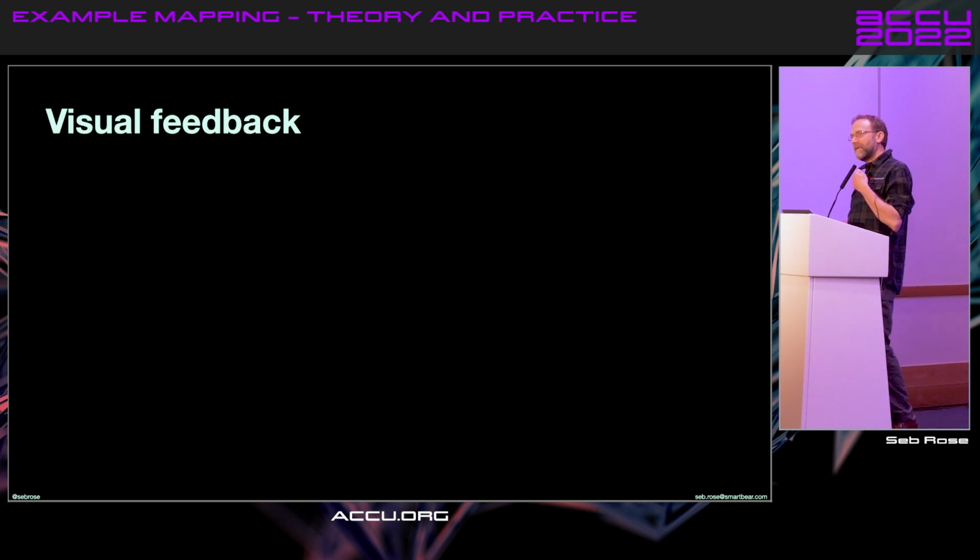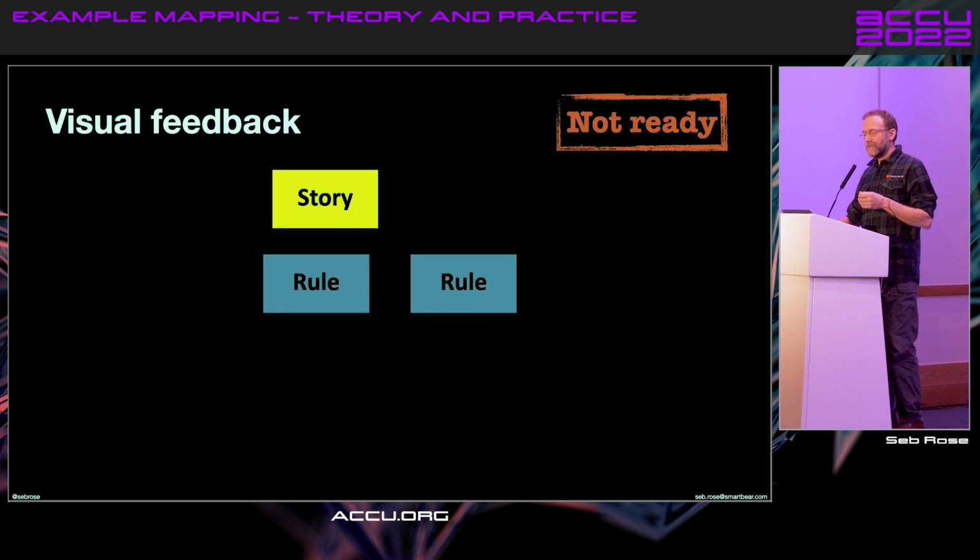Because example mapping has already, I believe, delivered value. It's delivered value by getting us to a place of shared understanding. But let's look at this example map. If you've got a story with 2 rules underneath it, but no examples, it is quite clear that it is not ready to be pulled into your current iteration.